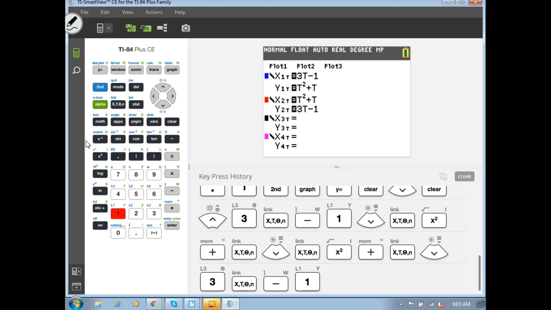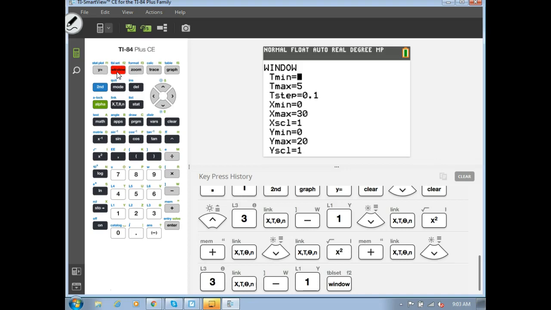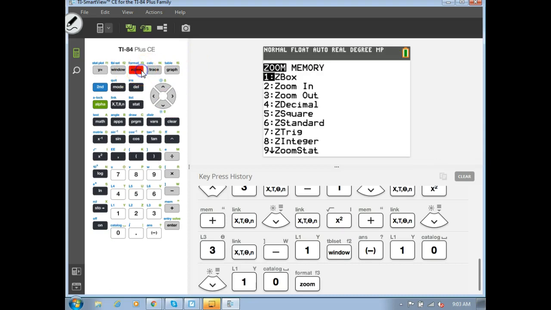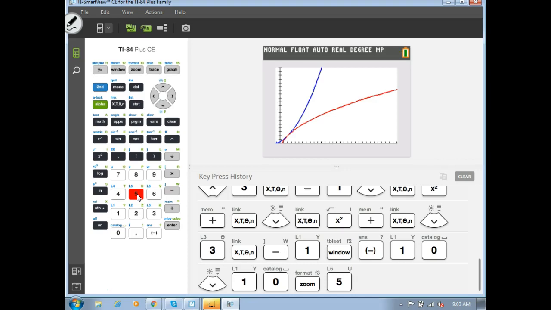Right now, I don't really know what the graph's going to look like because who knows what I did to my window in the last question. So what you might want to think about doing is maybe adjusting the window yourself. The other option, which I think it tells you here, use negative 10 to 10 for t. Okay, cool. And then it says do a zoom square. So zoom square is not one we use too often, but zoom 5. Oh, well, that's beautiful.